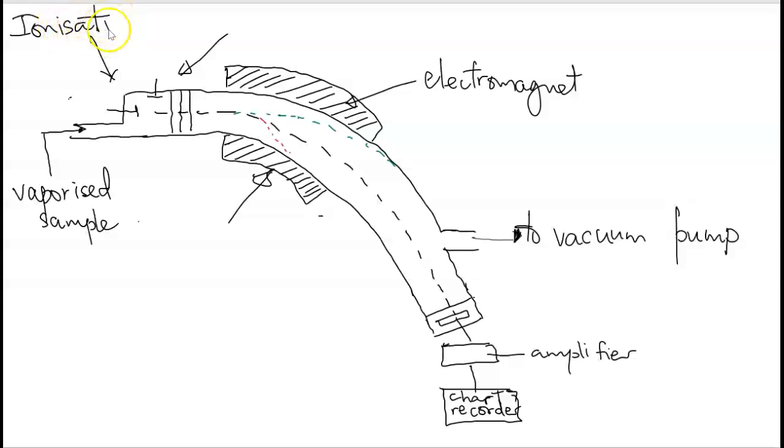So our sample becomes ionized, so basically we are forming positively charged ions. This occurs when we have an electron gun, which is used to fire high energy electrons at our sample. What this does is that it knocks off one or more of the electrons from the sample, leading to the formation of positively charged ions.